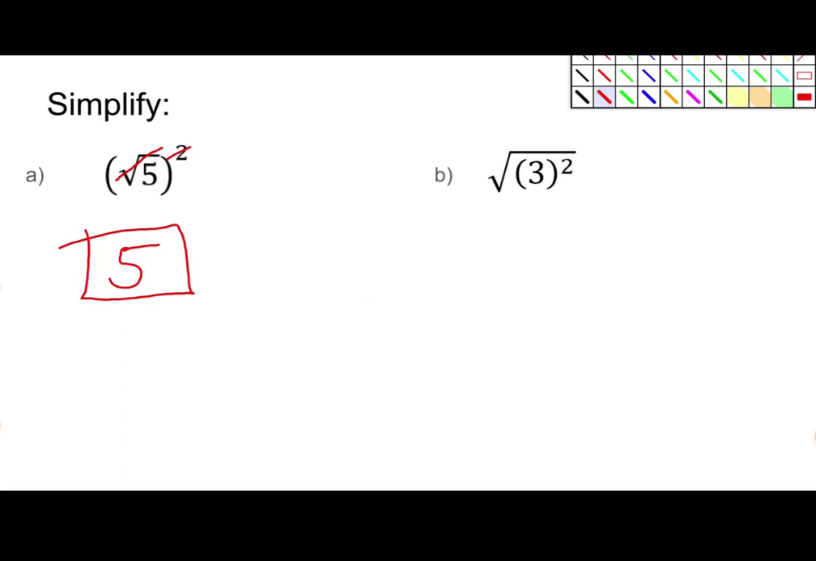So look at this problem. We're going to square 3, and then we're going to take the square root of it. Those are inverses of each other. So my answer for this one is just going to be 3.